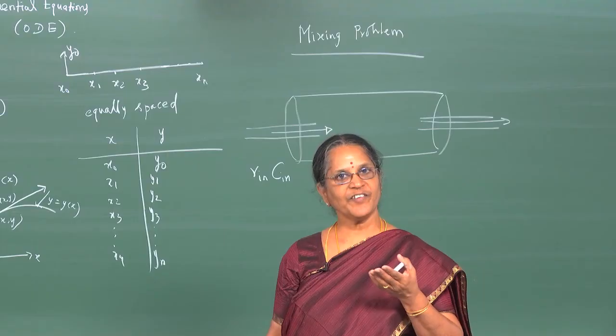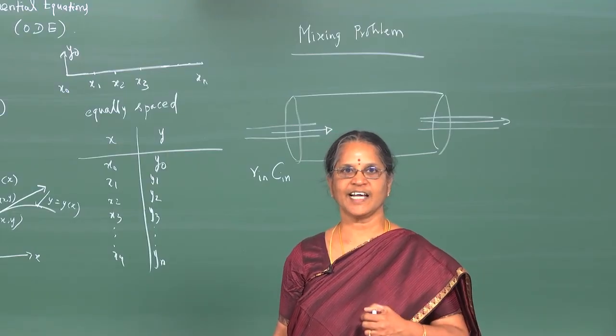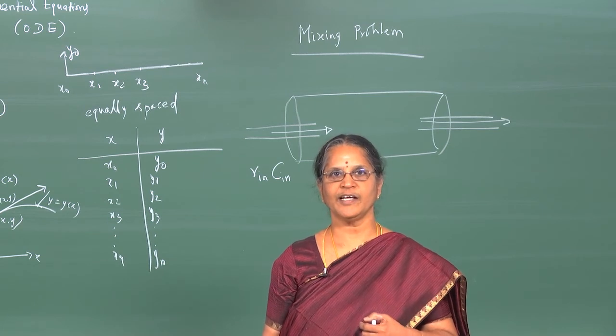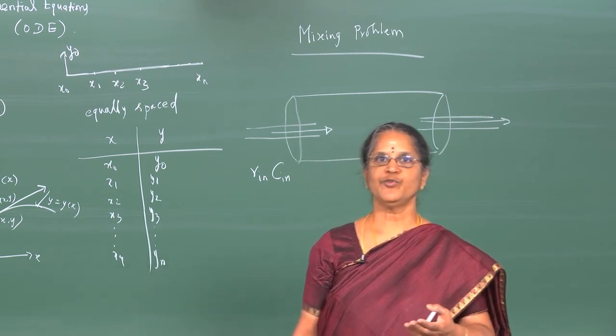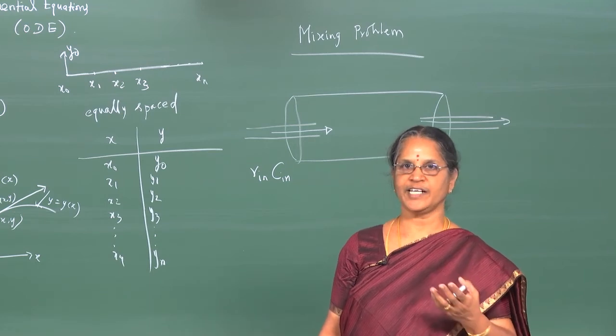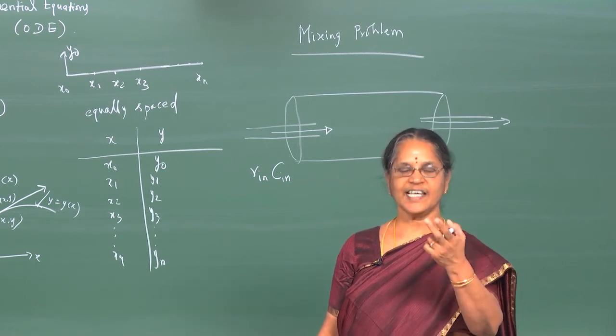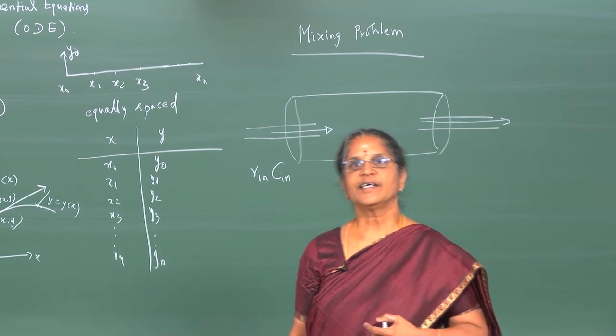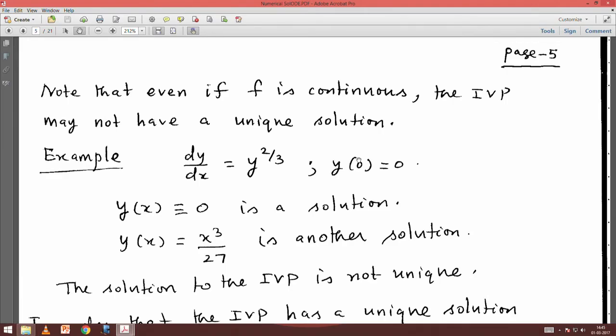So, even if f is continuous inside that rectangle centered at x naught comma y naught, it may happen that the solution need not be unique. So, let us see an example. Consider dy by dx equal to y power 2 by 3 with y of 0 equal to 0. We observe immediately that y of x equal to 0 is one of the solutions, which is a trivial solution. In addition, y of x is equal to x cubed by 27 is another solution.